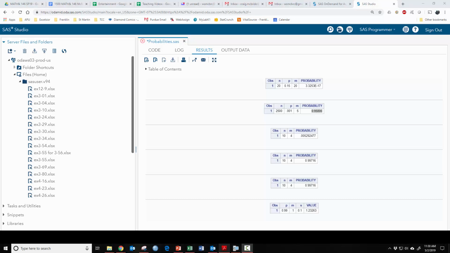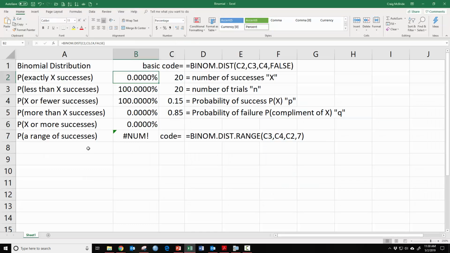All right, how about if we were going to do it in Excel? Well, I've got my nice little easy binomial distribution spreadsheet set up in Excel, where we're using the binomial distribution function.